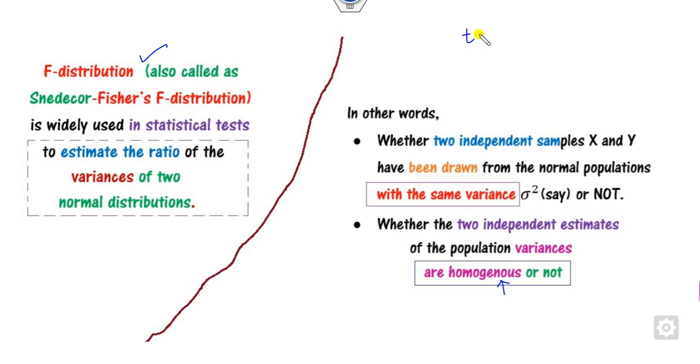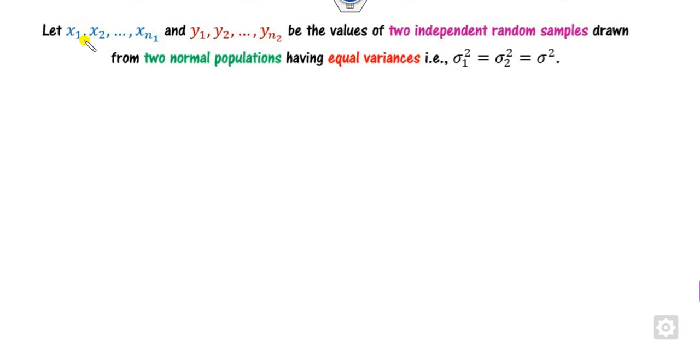As we have seen in our last lectures, the t-test is used to compare the mean, while the F ratio or the F distribution is used to compare the variance of two distributions. Say you have one sample x1, x2 up to x of n1, and y1, y2 up to y of n2, which are two independent random samples taken from normal populations having equal variance. Now your target is to check whether this is true or not.